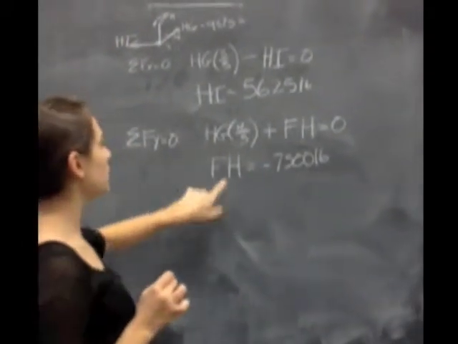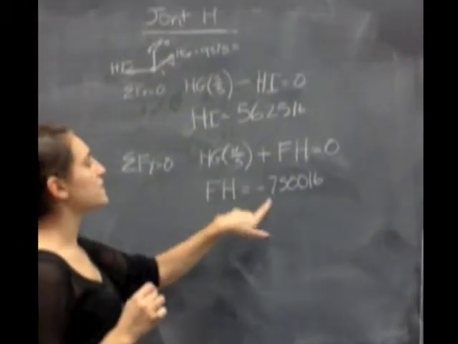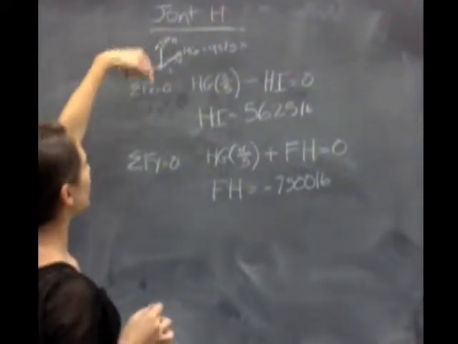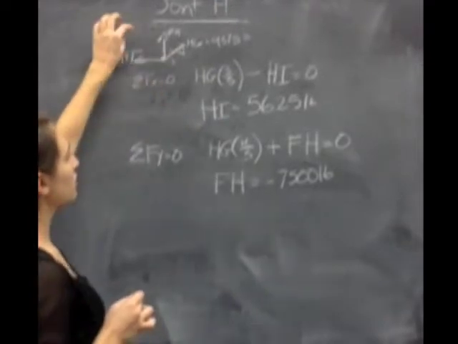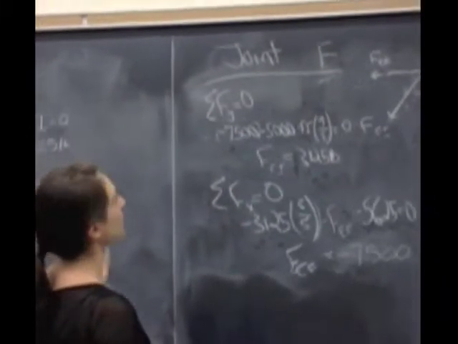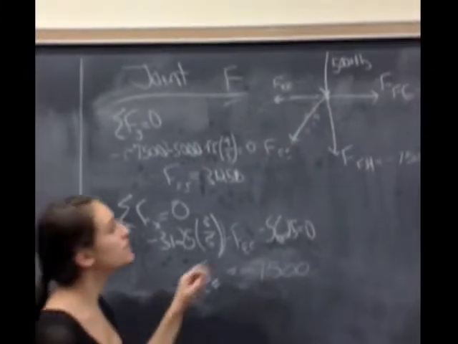Plug in the HG, and then you get FH equals negative 7,500 pounds. This means that the FH is really in a downwards direction, and it's a compression force. So after joint H, we're going to move on to joint F.